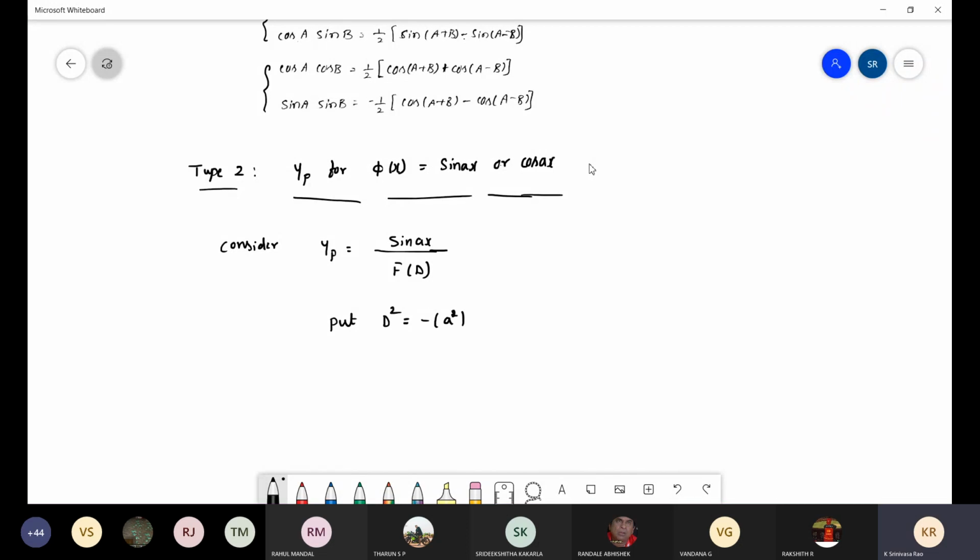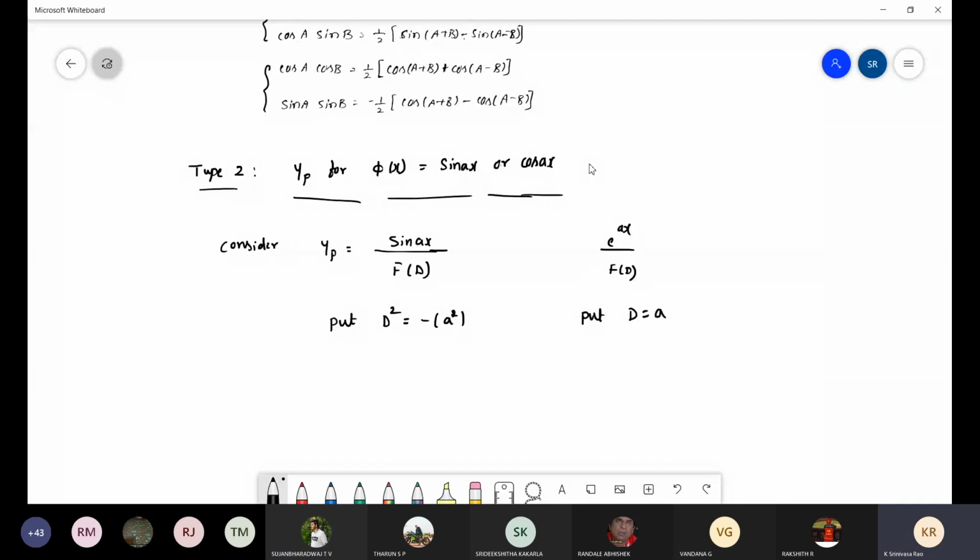Put d square is equal to minus a square. So this is the formula. So what is the formula for exponential? e power ax. Put d equals to a. Yes, it is very simple. Just put d is equal to a.